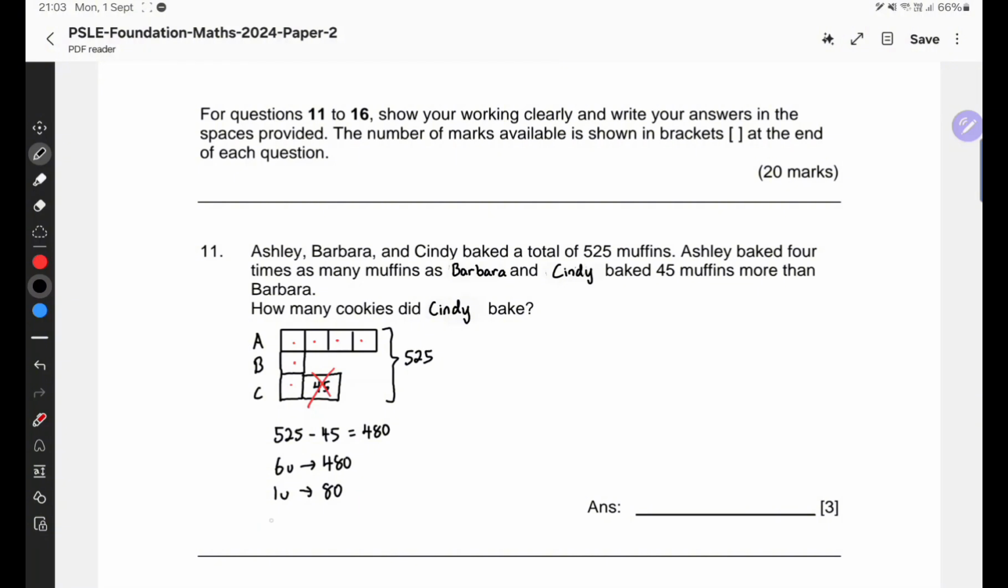So how many cookies did Cindy bake? So we are not done here. We need to take the 80 plus the 45, which will give us 125 cookies. And this is my answer to question 11.